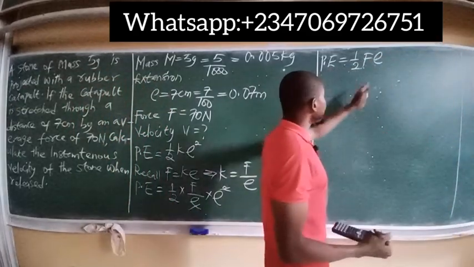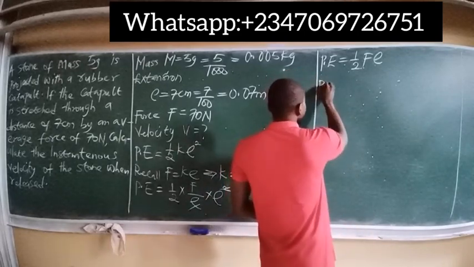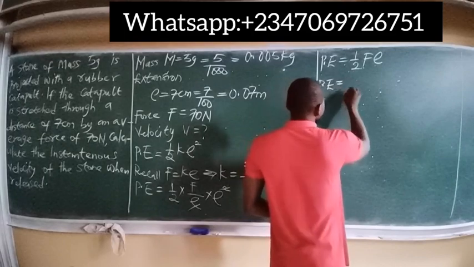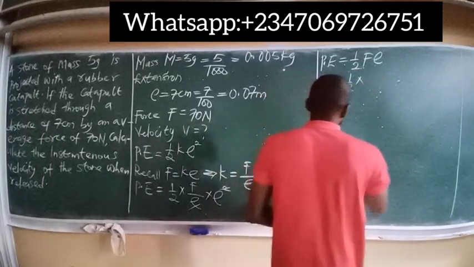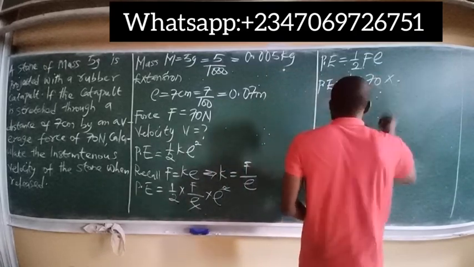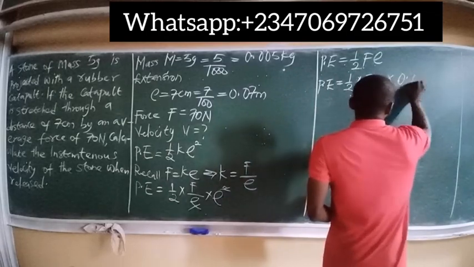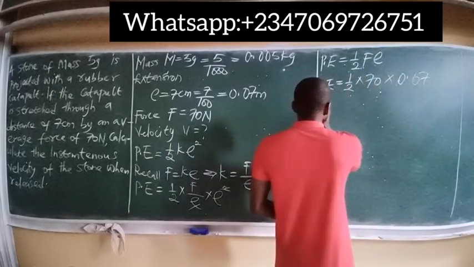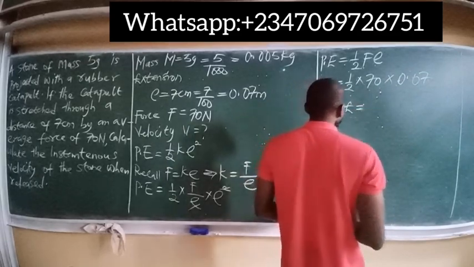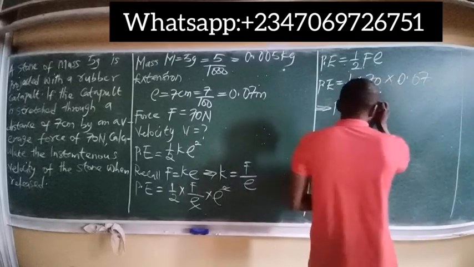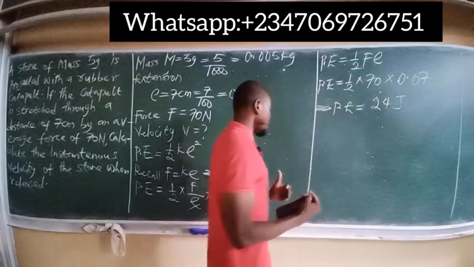Alright, so we have the force and we have the extension. That means the elastic potential energy in the catapult rubber is simply 1 all over 2. The force is given as 70 newtons, so multiply by 70, multiplied by the extension, which is given as 0.07 in meters. If you multiply this through, the elastic potential energy is equal to 24 joules.